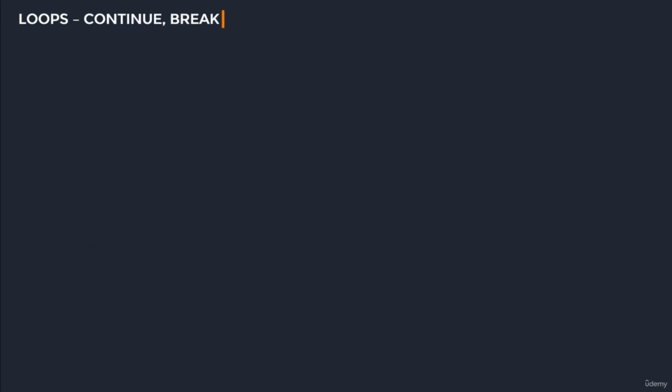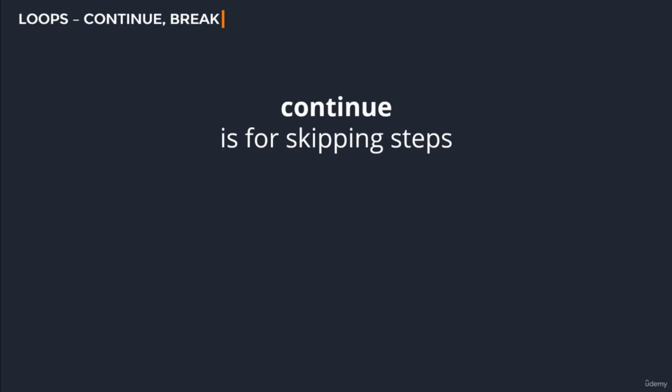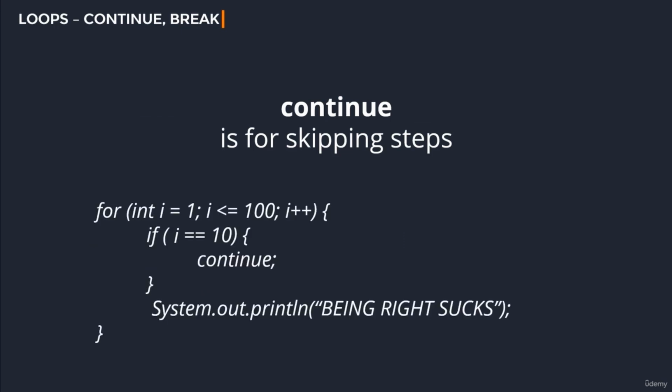First one is the continue keyword. It is for skipping steps in the loops. In our example, I use if. I know we haven't talked about it, but I think you can imagine what it does. So the loop goes on, and when the value of i is 10, we skip the 10th print statement.